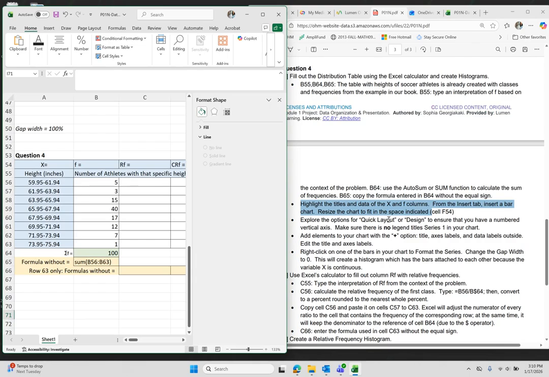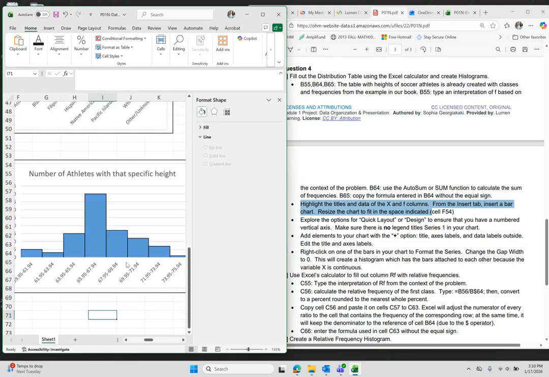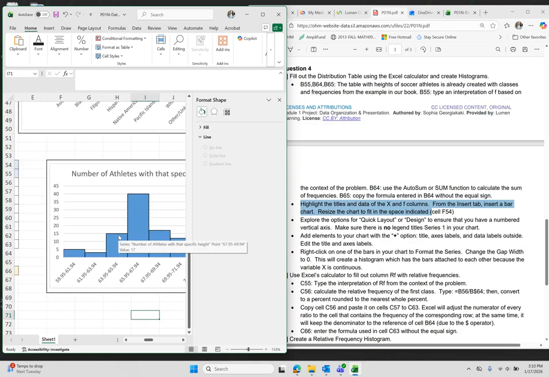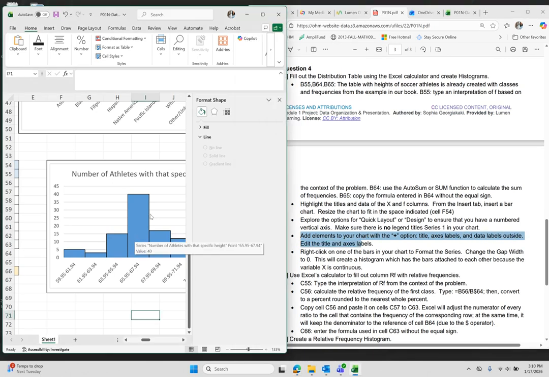Explore the options for quick layout or design to ensure that you have a numbered vertical axis. Make sure there is no legend titled series 1 in your chart, and there isn't one. If there was one, I would want to remove it. Do I have a numbered vertical axis? Yes. Add elements to your chart with a plus option. You need a title, you need axis labels, and data labels outside. Right, so let's try to do that.